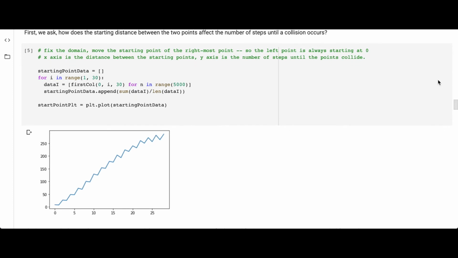We made a plot that tracked the starting distance between the points and how many steps it took until a collision occurred. In this graph, we see that on the x-axis, we have the distance starting apart, and the y-axis is the number of steps until a collision. And we see a linear step pattern, which means that the farther apart the points are, the more steps it takes for a collision to occur, which makes sense.